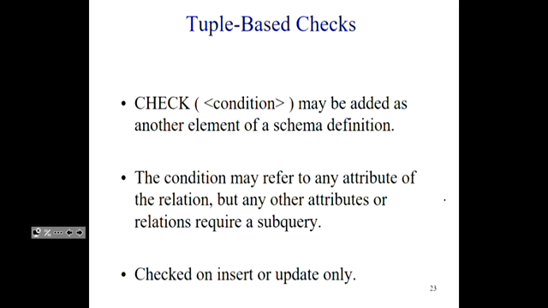Tuple-based checks are more general. These are listed as part of the schema at the end of the list of attributes. They may refer to any attribute of the relation, but any other attributes or relations require a subquery. This is just like the condition for the attribute-based check. Very intuitive, because you only want to refer to the things that you want to be checking as part of the clause. Everything else must be buried within a select statement or a subquery. Once again, these tuple-based checks are checked on inserts or updates to that relation.